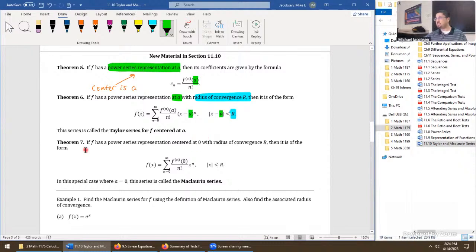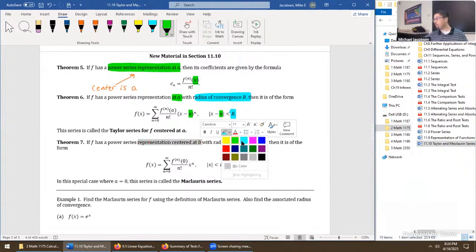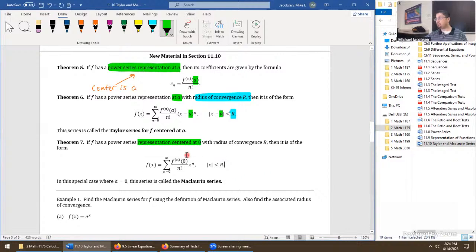And theorem 7 is the same exact thing. It's just the specialized Maclaurin series, which means we're centered at 0. So that's the Maclaurin series. It looks a little bit simplified, but that's because we just have x to a power here rather than x minus a to a power. So the concepts are really the same. It's all about the center.